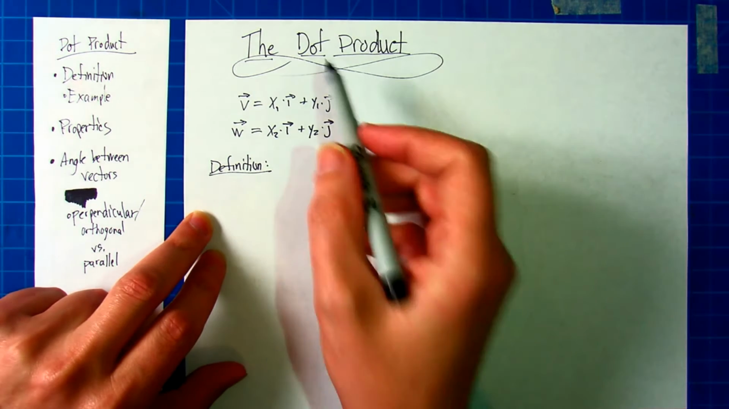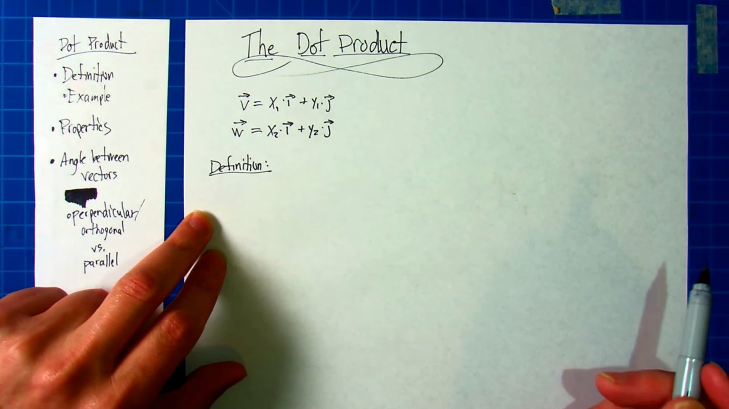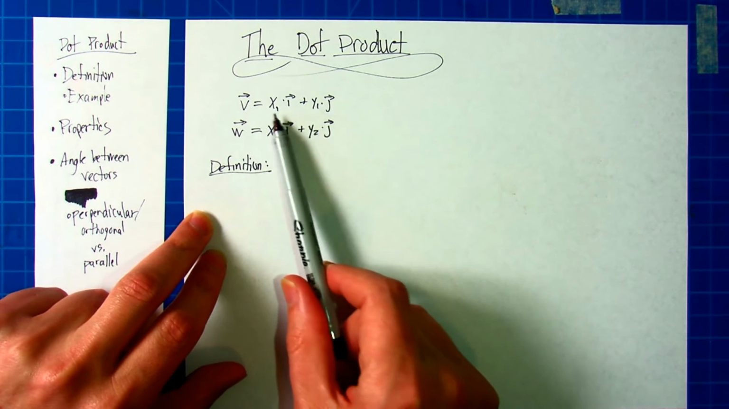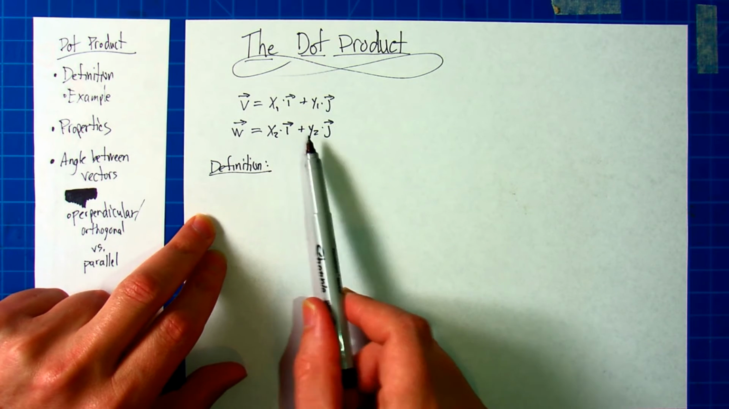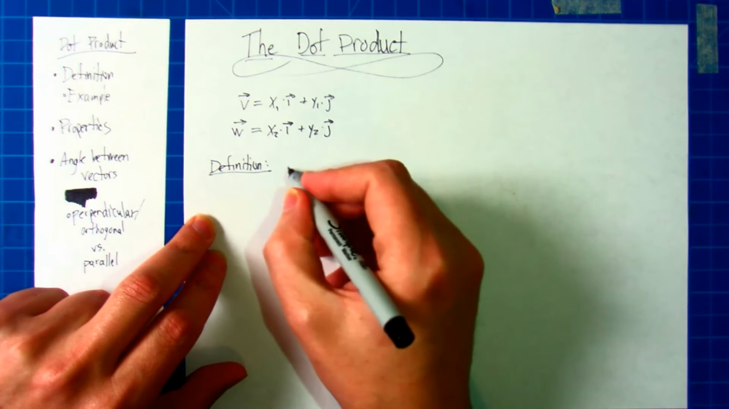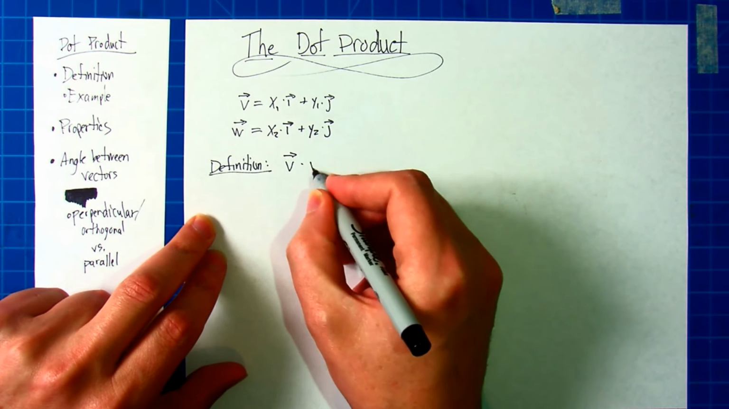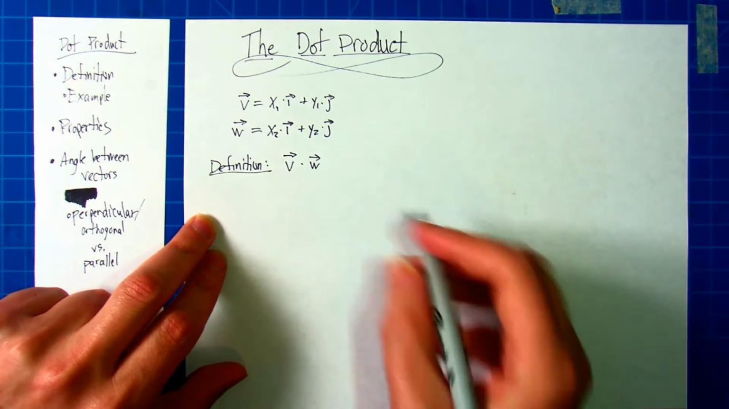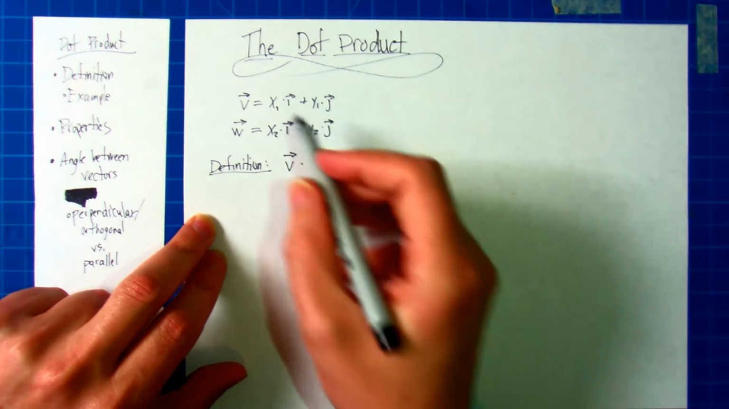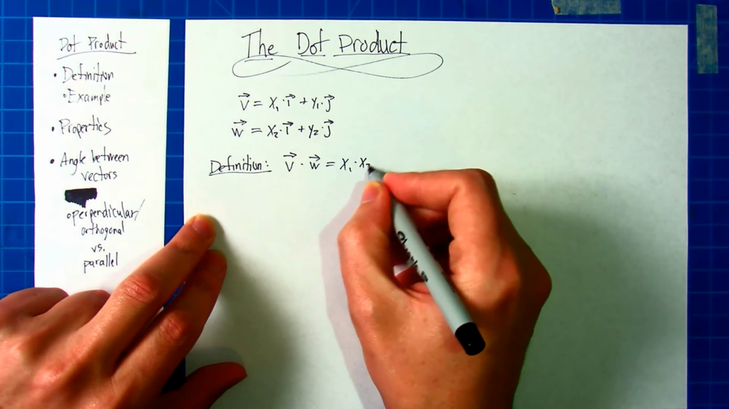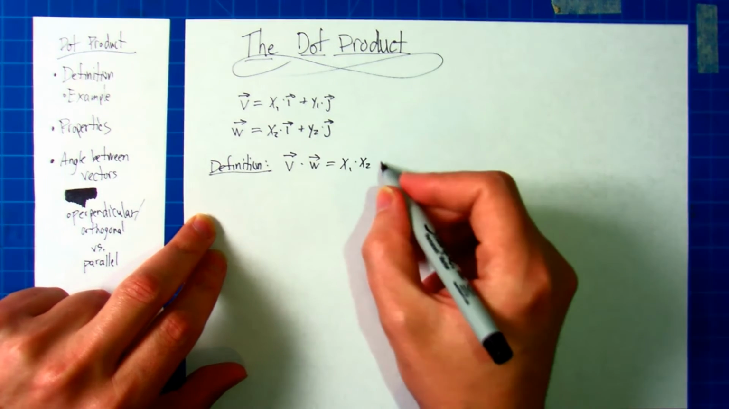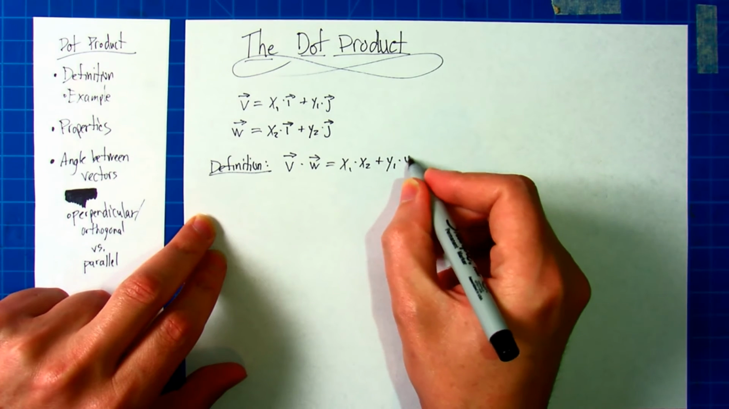Let's talk about how to compute the dot product between two vectors. If we have vector v, which is x1i plus y1j, and w is x2i plus y2j, the dot product is defined as v dot w, that's why they call it the dot product, where you take the components and multiply them, so x1 times x2, and then add those together, so plus y1 times y2.